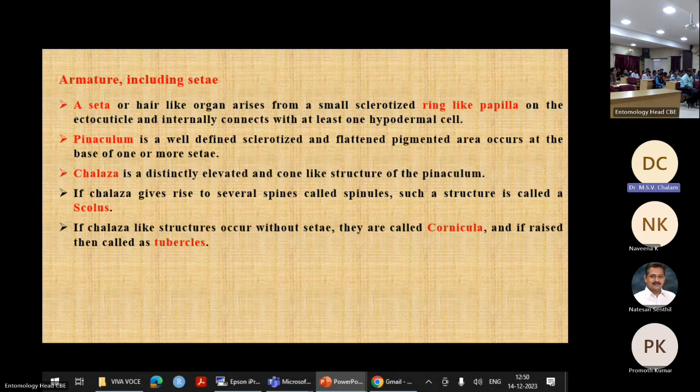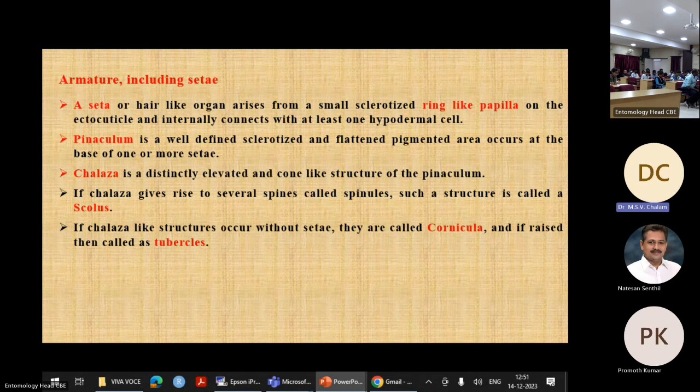Next, on the chalaza, we will be observing several spines. If it is a single spine, we will generally refer to it as a spine. And if there are several spines, we will refer to them as spinules. A structure with several spinules is called a scolus.